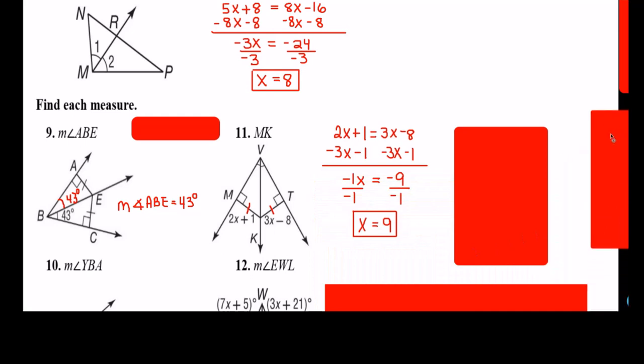And please be careful. Sometimes in geometry, you solve for x, but we're not looking for x. We're looking for mk. So basically, I'm going to take this x that we found and plug it in. What is the value of mk?